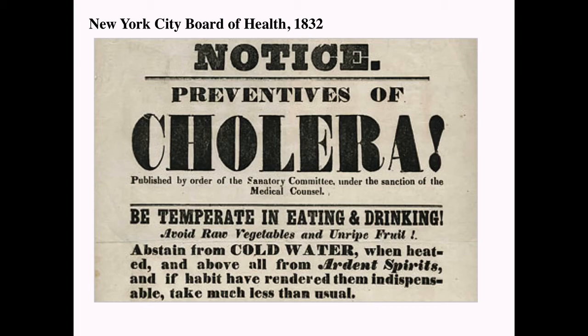So in 1832, this is what people thought. Some of this advice is not bad. Be temperate in eating and drinking. That one doesn't make any sense. Avoid raw vegetables. This makes sense because if food is just being washed with water, and that water is contaminated and those vegetables are not cooked, this is one of the first rules: if you go to another country, you don't want to eat raw vegetables or things that are salads, things that have been washed in water. Unripe fruit, don't know what the hell that's all about. I don't think that was it.